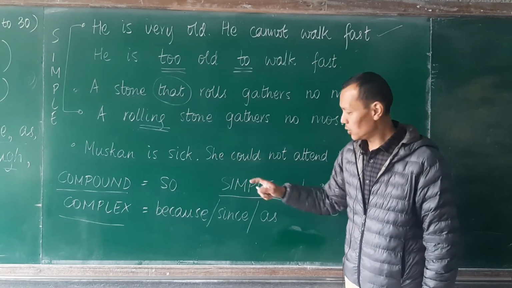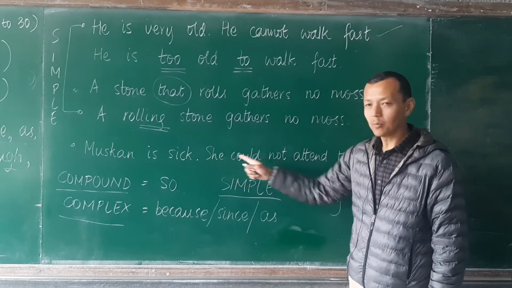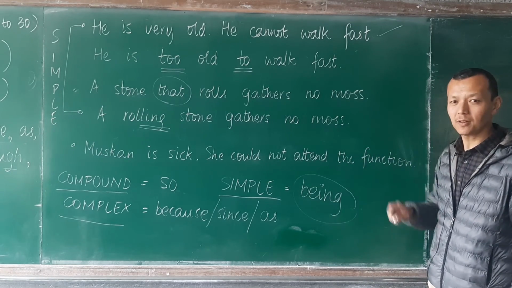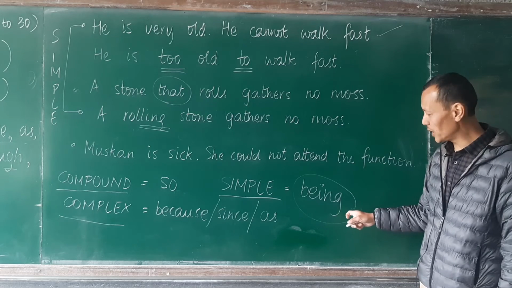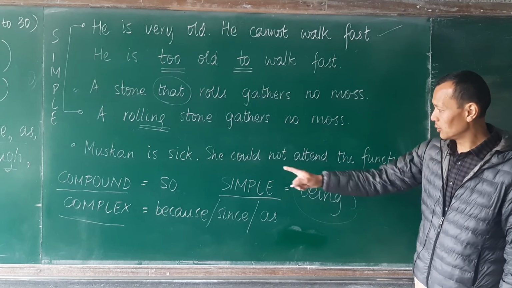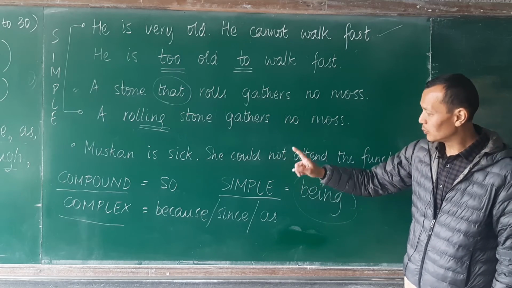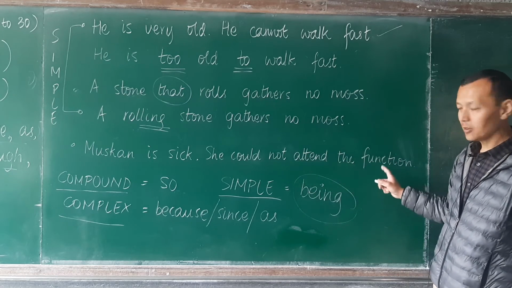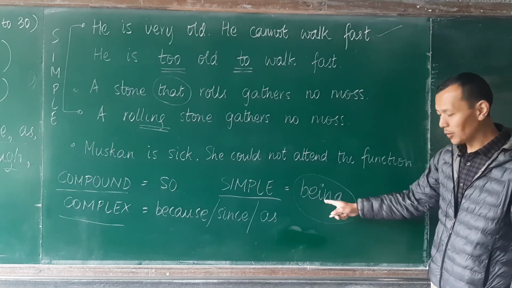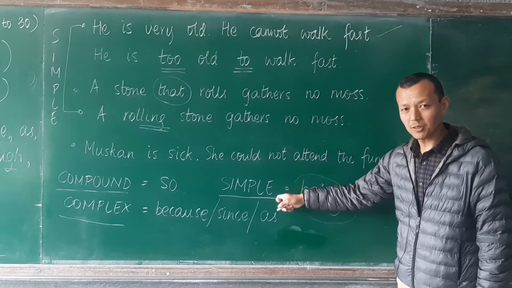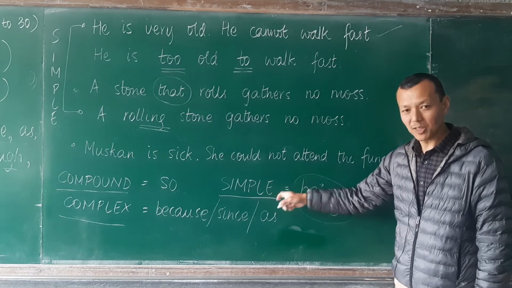तिमीलाई join into a simple sentence भनेर यो दिएको छ भने you have to use that ing word like I have been repeating from the beginning. So this answer will be being sick, Muskan could not attend the function. ing word लाउनु भयो. When you say being sick, your answer is becoming a simple sentence.